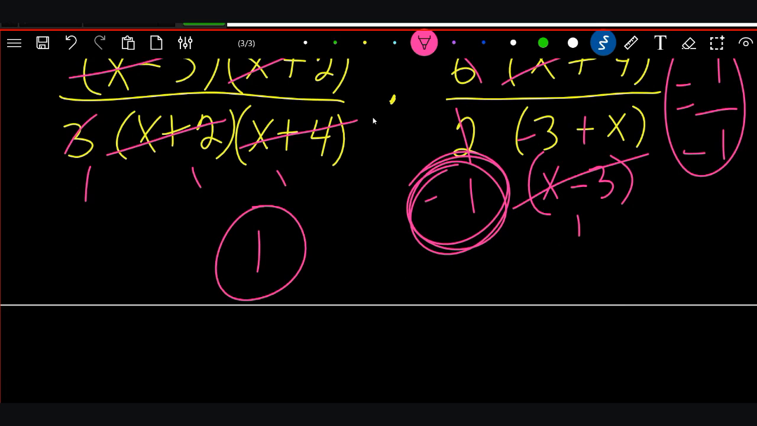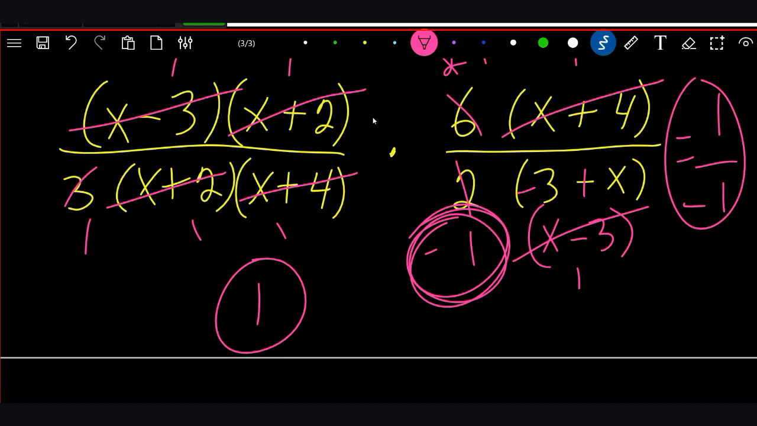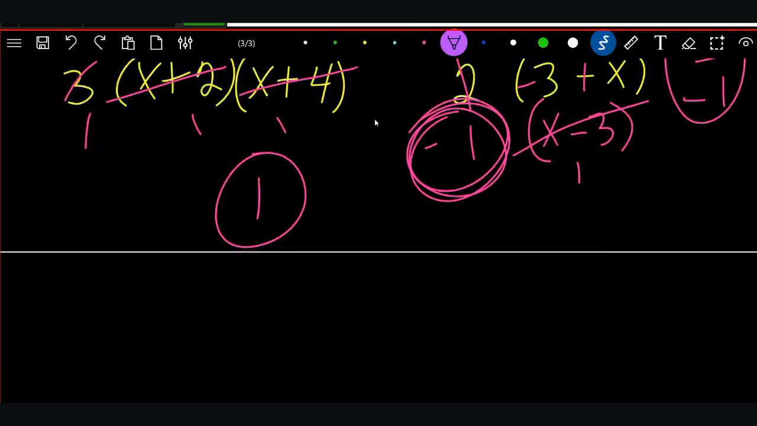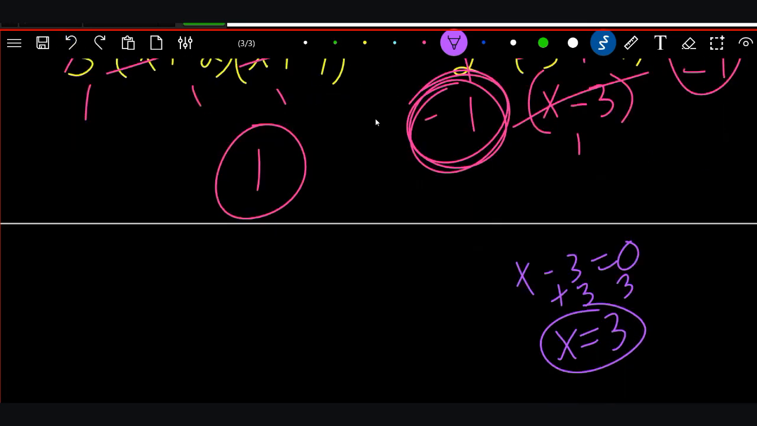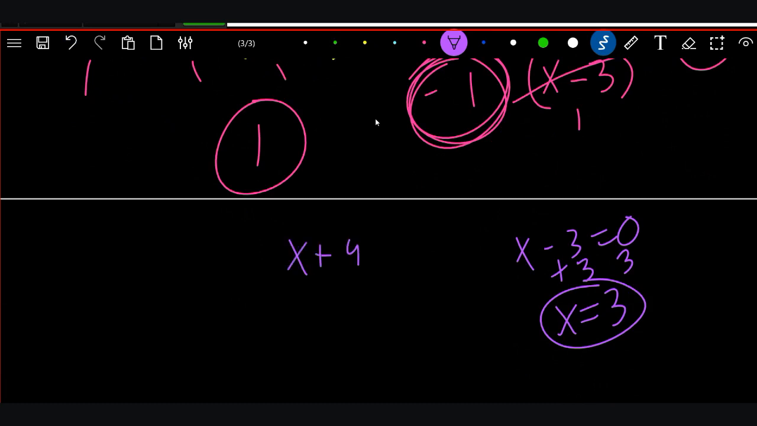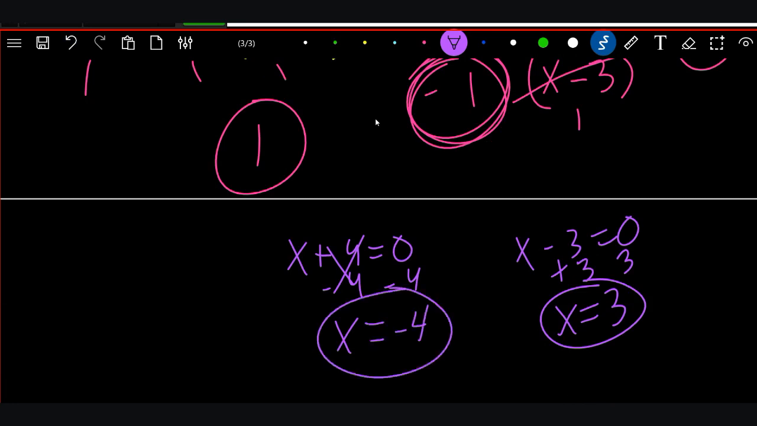But we do have a lot of canceled factors, so we have some more things to do. We have x minus 3 is a canceled factor, so we're going to set that equal to 0. X minus 3 equals 0. Add 3 to both sides. X equals 3. So that's part of the answer. X plus 4 was part of the answer. So x plus 4 equals 0. Minus 4, x equals -4.